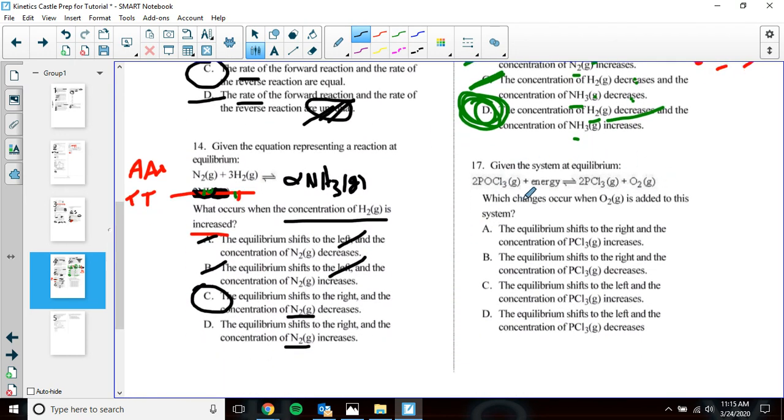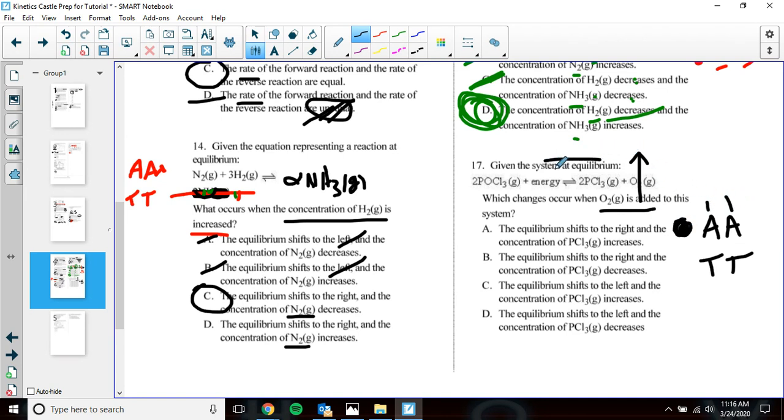All right, given this system at equilibrium, which changes occur when O2 is added to the system? So O2 added. If I add or subtract, we're talking AATT again. I'm going to go ahead and write that. And if I'm adding, AATT, away from what I add.